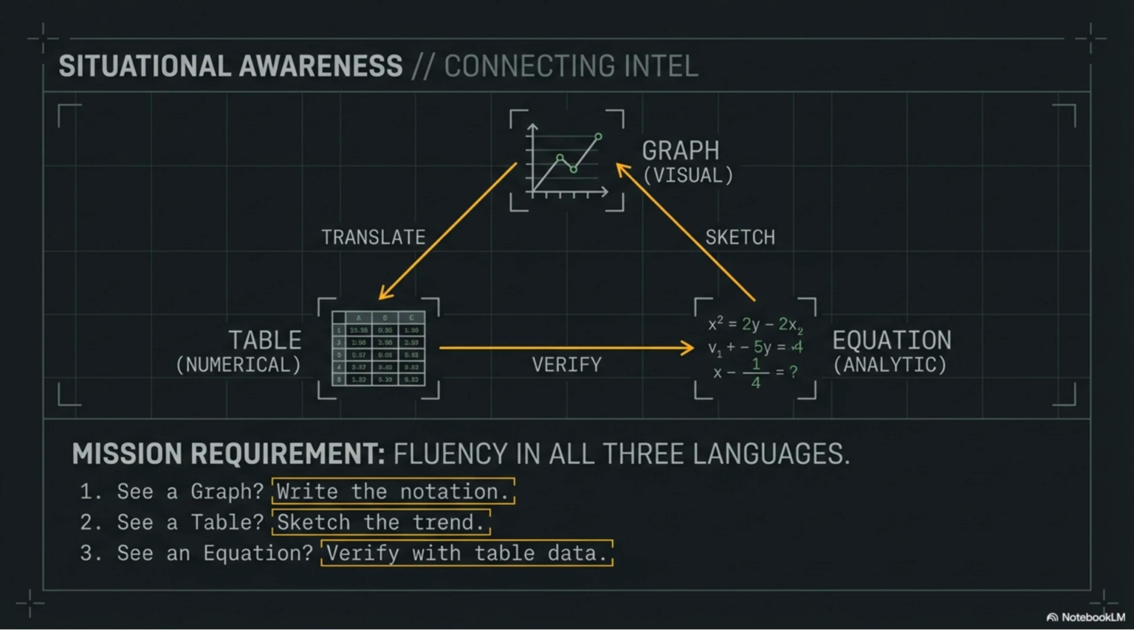Total situational awareness requires fluency in 3 languages: numerical tables, visual graphs, and analytic equations. A successful agent can seamlessly translate between these. If you see a graph, you must be able to write the notation. If you see a table, you must be able to sketch the trend. If you are given an equation, you must be able to verify it with table data.